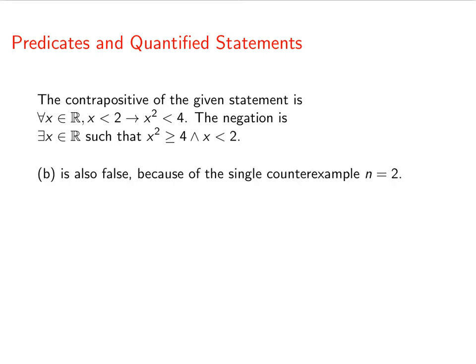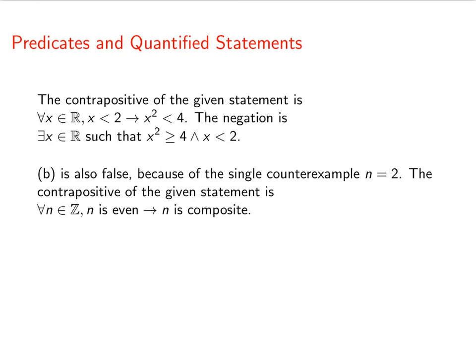Part B is also false, and there's only one counterexample. That would be n is equal to 2. The contrapositive of the statement is, for all n in the integers, n is even implies n is composite. And finally, the negation would be, there exists n in the integers such that n is even and n is prime. And we can see that that statement is true using n equals 2.